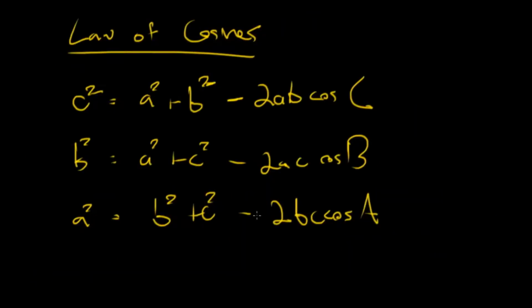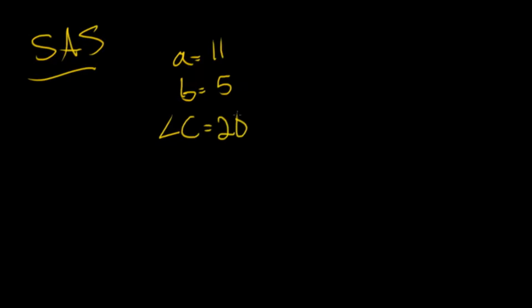So here is an example of side angle side. I give you a triangle whose sides are a equals 11, b equals 5, and angle c equals 20 degrees. What does that triangle look like? We have two adjacent sides and an angle that is between them. So A, B, and the angle between them.